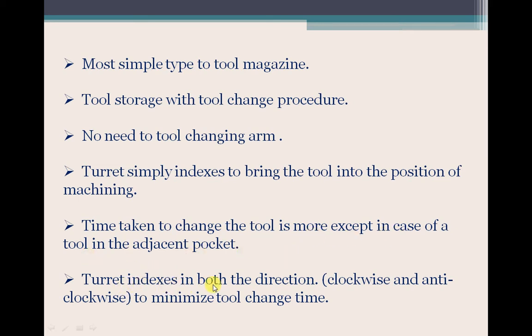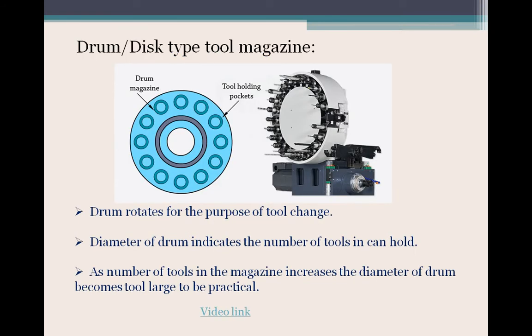So turret indexes in both directions. That means I have clockwise and anti-clockwise motions both, to save time over here. Okay, so this is about the turret type of tool magazine.